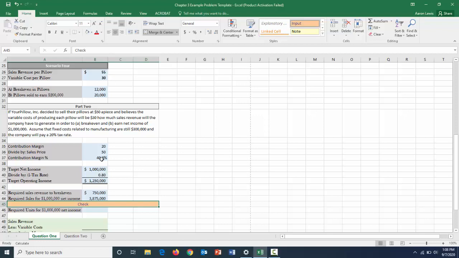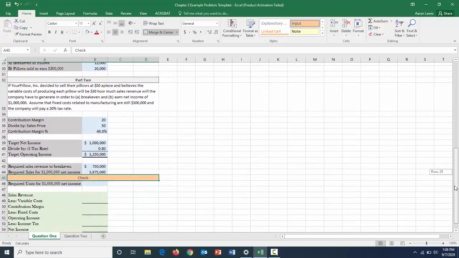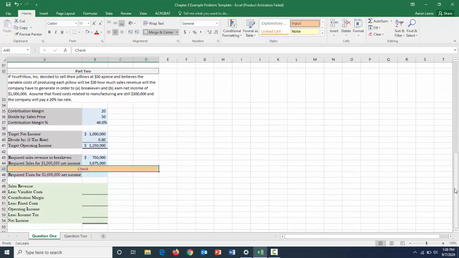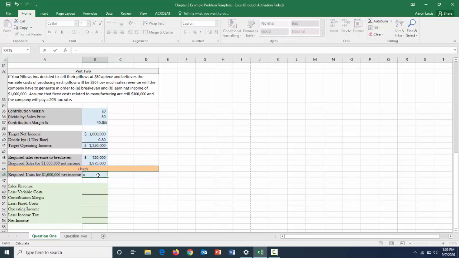So yes, we're looking for net income, but when you use the formula to find your required total amount of revenues, you don't use net income, you use operating income, which is why we converted from net income to operating income first. Let's see if this all works out. So, first question is, how many units are we going to have to sell to have $1 million in net income? Well, we know we're going to have $3,875,000 in sales. Let's start with that number.